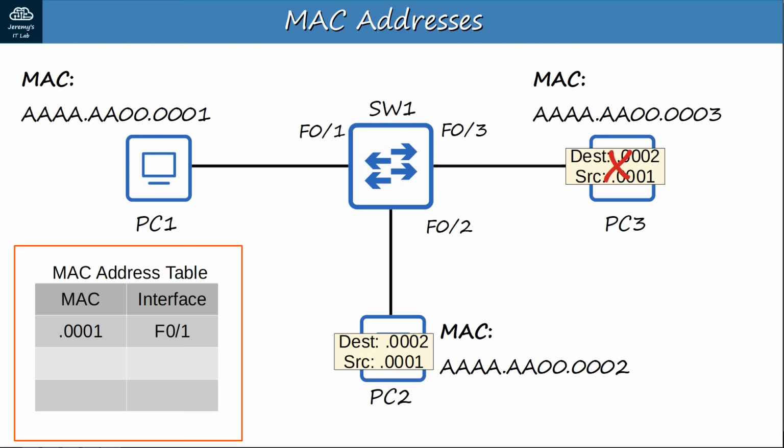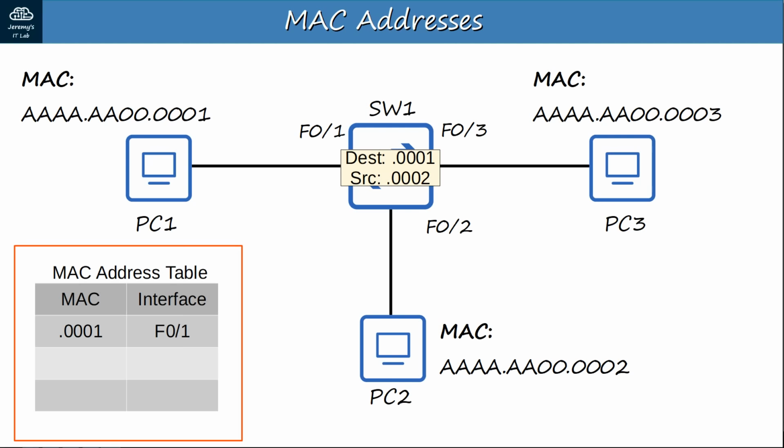Now, let's say PC2 then wants to send some data to PC1, maybe a reply to what PC1 sent to PC2. Notice the destination and source addresses of the frame are reversed. PC2 sends the frame out of its network interface, and Switch 1 receives it.